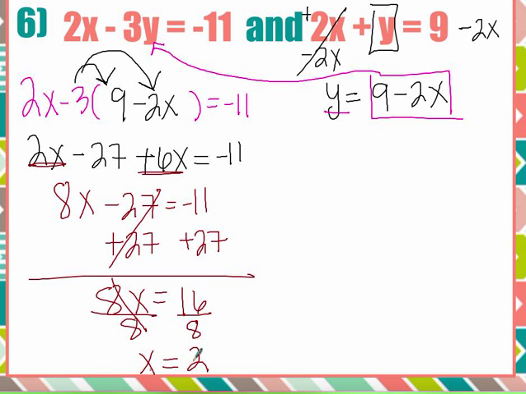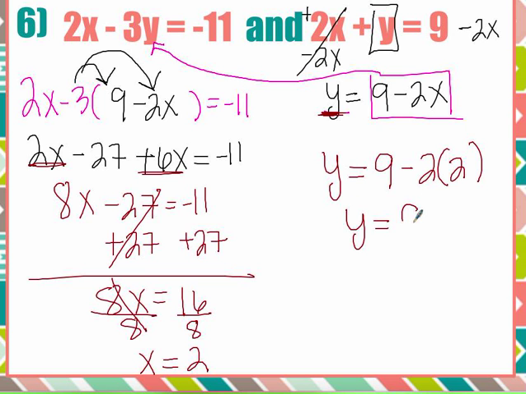So now here I am again. I have one of these variables. I've got to go back and find the other. I know what x is equal to. I need to find out what y is equal to. I can plug it into this one, I can plug it into this one, or I can plug it into this one. Since this is already what y is equal to, I'm going to plug it into this one. Y equals 9 minus 2 times 2, so y equals 9 minus 4, so y equals 5.